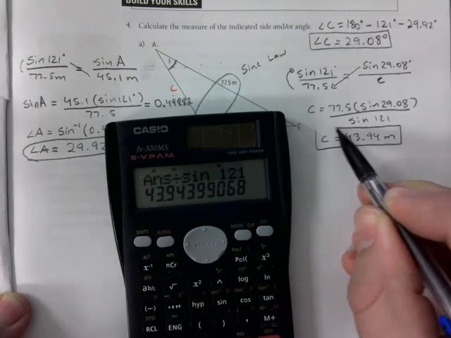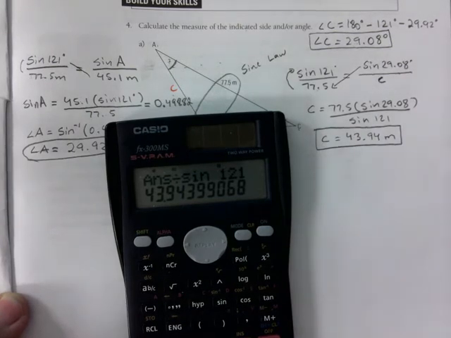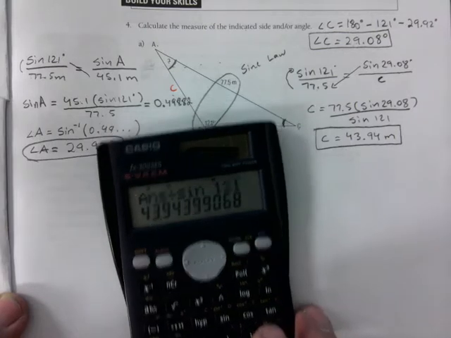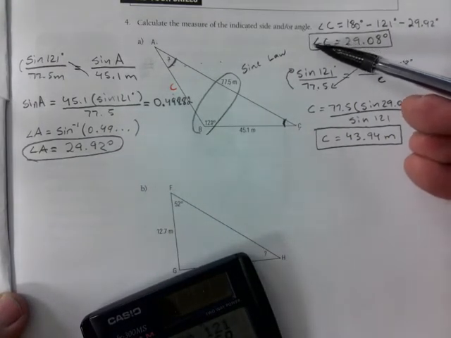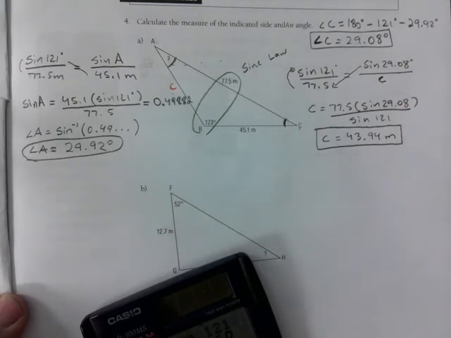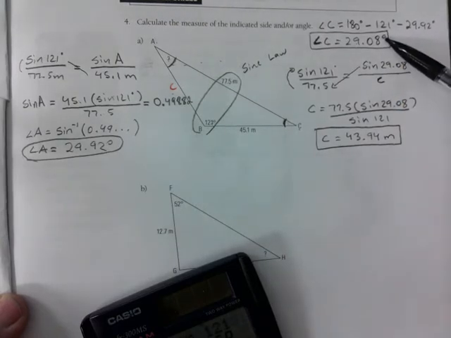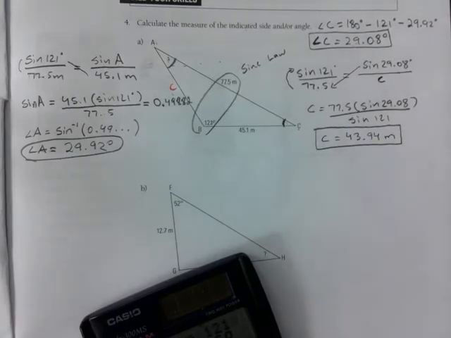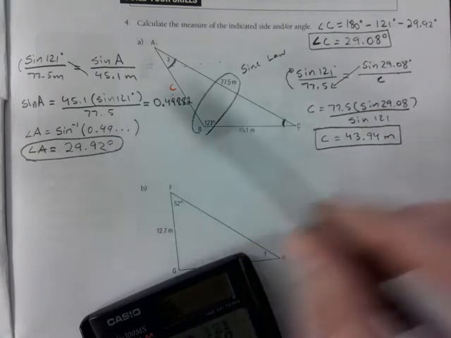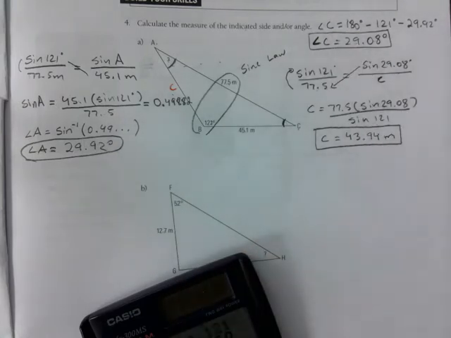Lowercase is side length. Uppercase is angle. What I do is I use that angle symbol to make sure that people can tell that the degree means this is an angle and this is a side length because it's in meters, right? So we've basically solved this triangle like that.